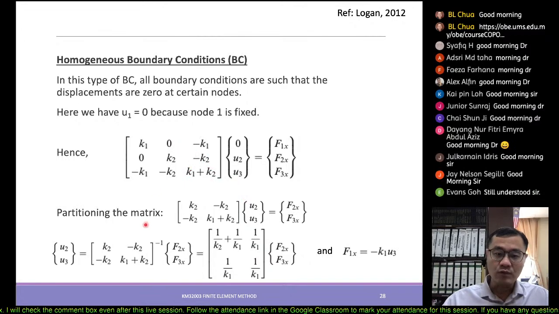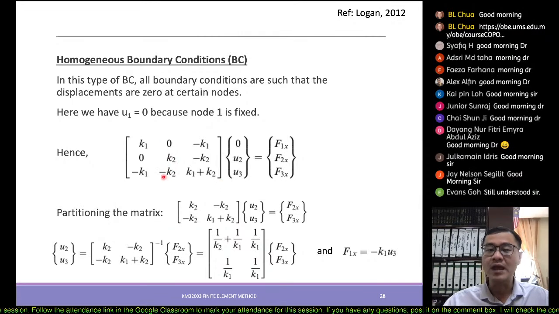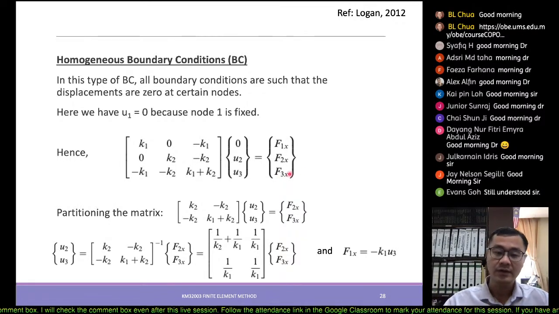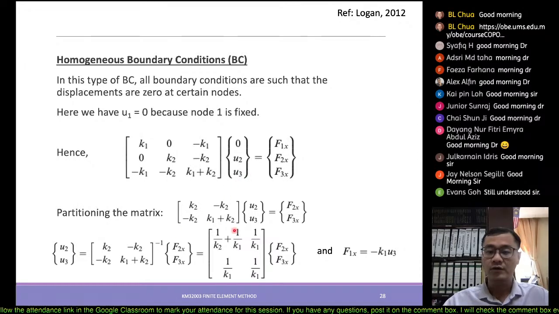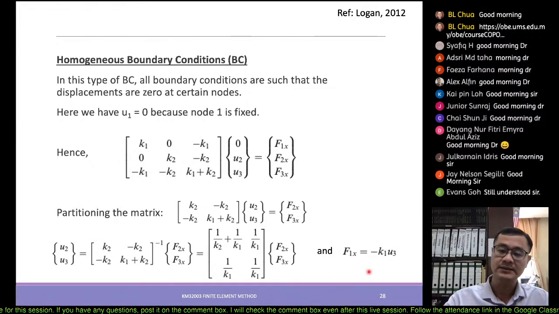This is what we call partitioning the matrix, so that we identify the part where we have sufficient unknowns and known numbers, depending on what boundary conditions we know. We can then use two equations to solve for two unknowns. You can do some calculations, maybe an inverse matrix and so on, to get your answer.